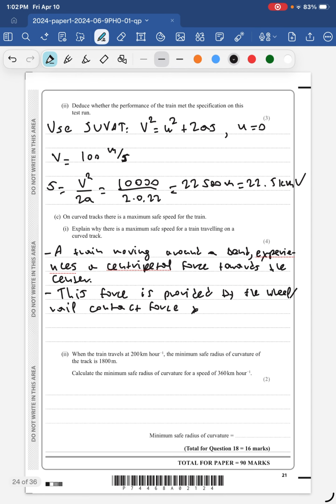All right. So this was paper 1, Advanced Physics 1, from the 2024 examination season.